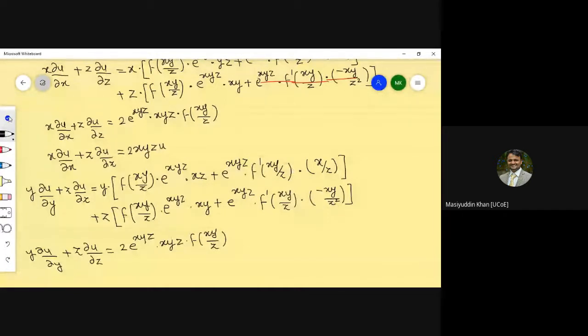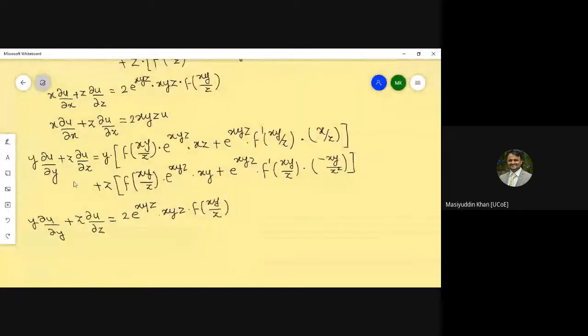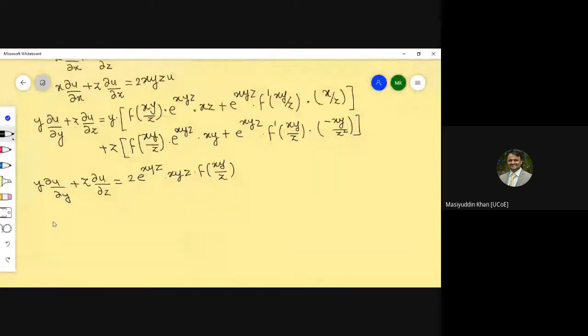that is y into ∂u/∂y plus z into ∂u/∂z, which is equal to 2xyz into u, because this part is our function, that is u. So this is clearly given.